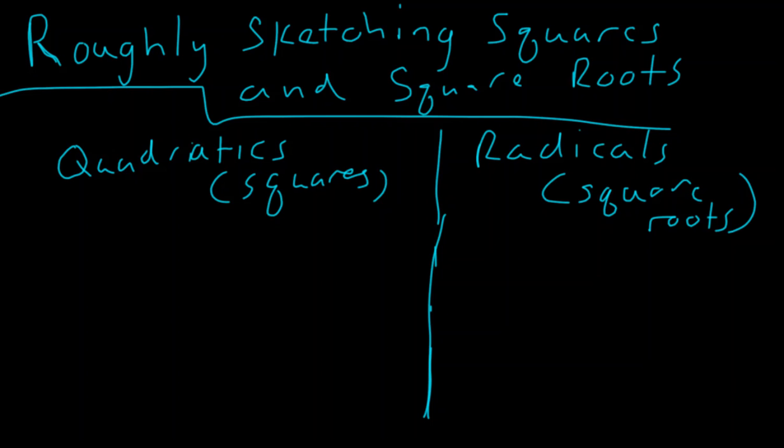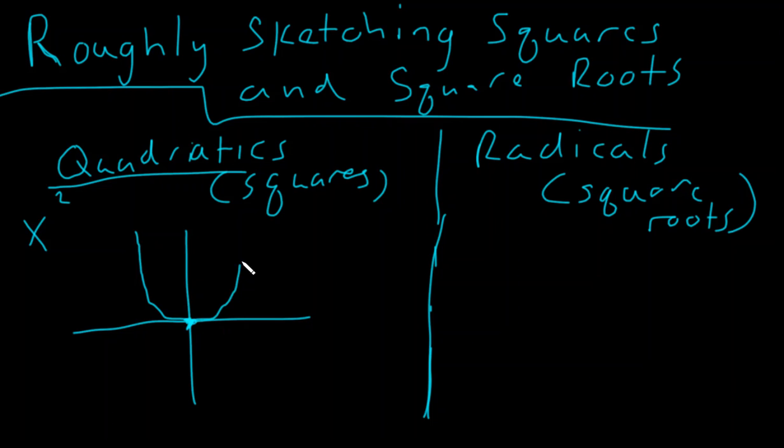Now, when we talk about a square, we're really talking about a quadratic function, and if you will recall, it is our U-shaped graph. So let's just talk about something very easy, x squared. X squared has its vertex at the origin, and it's just a U-shaped graph that opens up. You know this. What about the square root of x?